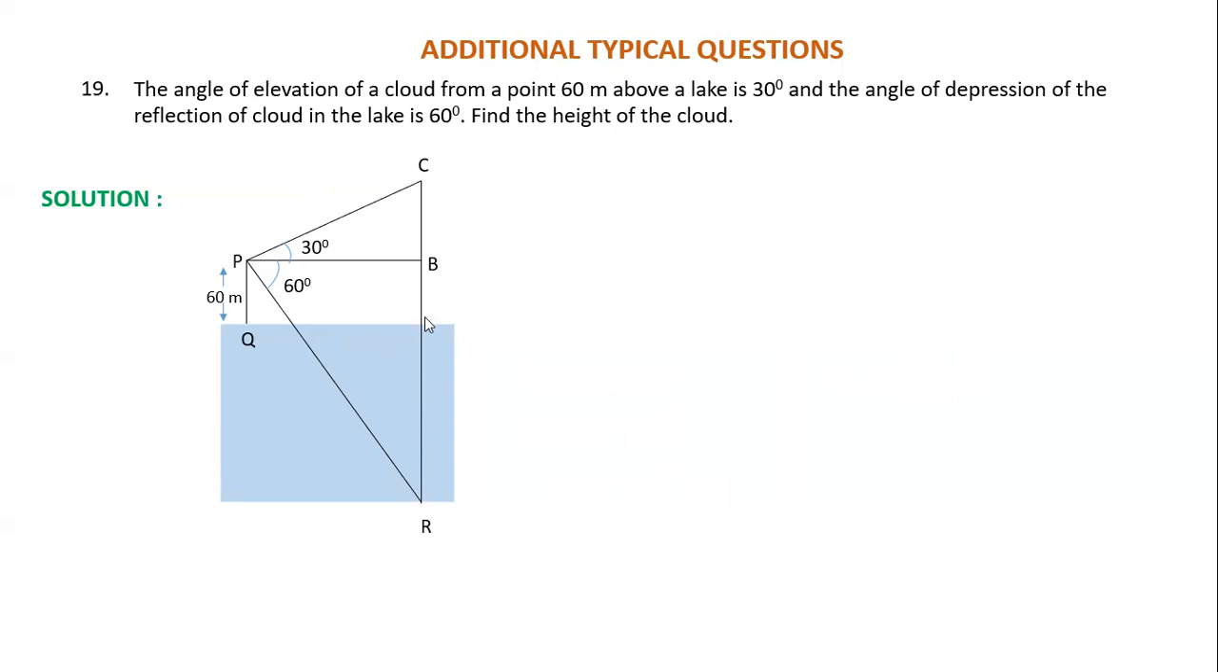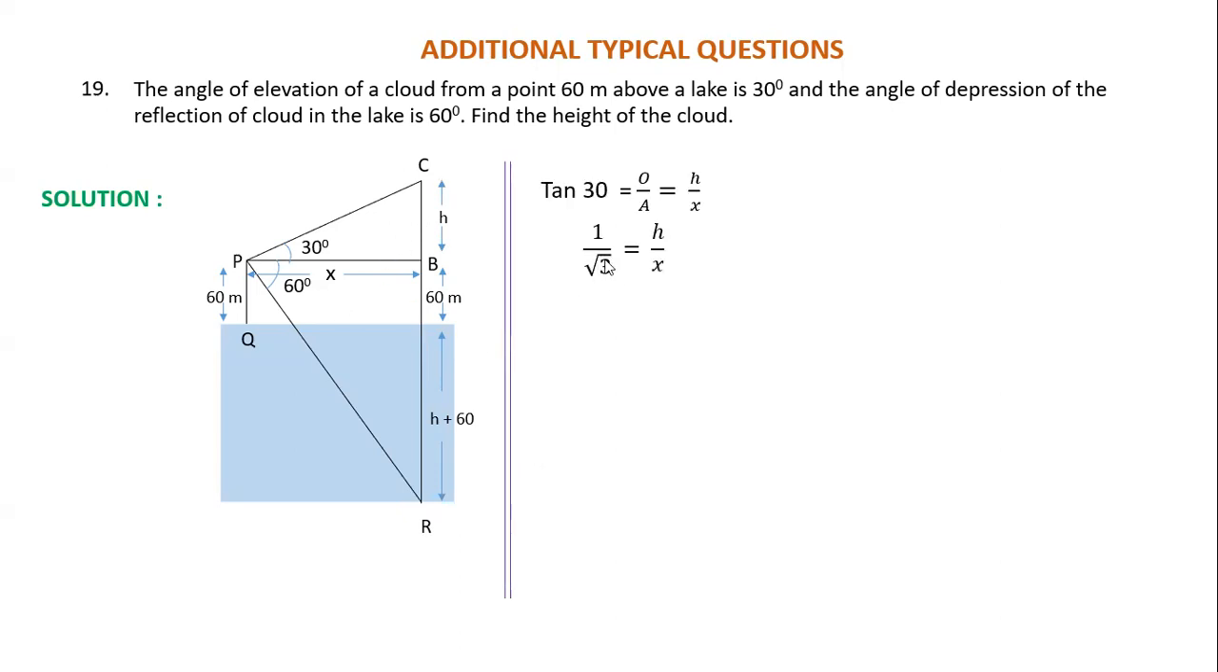That means from here to here, this is 60, so this should be 60. This is h. The whole thing gets reflected, so inside the water, it is h plus 60. This full distance will be h plus 60. Clear? Now, let this be x. Tan 30 is equal to h upon x. 1 by root 3 is equal to h upon x.